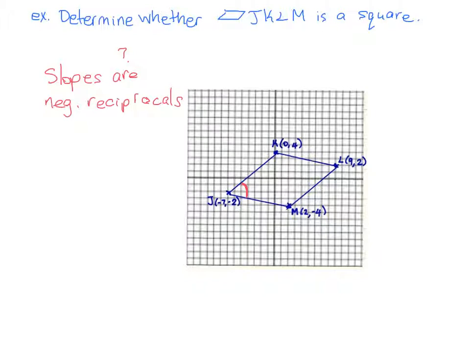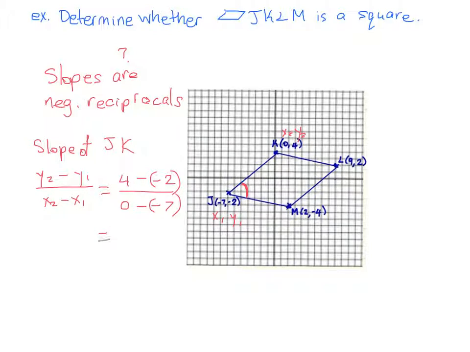So in order to check that out, of course, I have to figure out what the slopes are. So let's do first the slope of JK. And the slope formula is y2 minus y1 over x2 minus x1. So let's say this is x2, y2, and this is x1, y1. So y2 is 4 minus negative 2 over x2 is 0 minus negative 7. All right, so that looks like we're going to get 6 on top and 7 on the bottom.